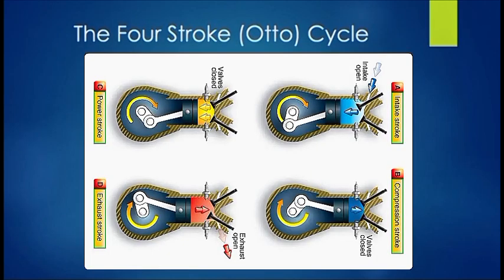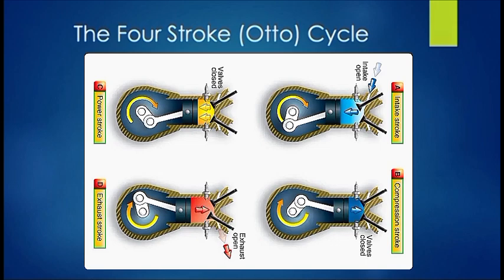So we need to look at the stages of a 4-stroke engine, also known as the Otto cycle. There are 4 main stages you need to know. Now, in a 4-cylinder engine, these won't all happen at the same time. They all happen simultaneously, so one cylinder will be doing one event and the other cylinder will be doing another.